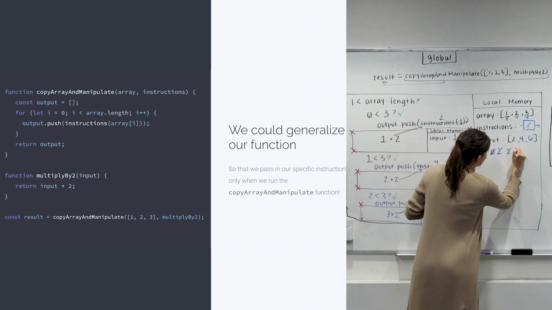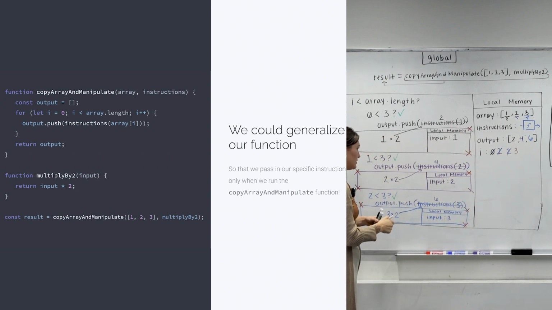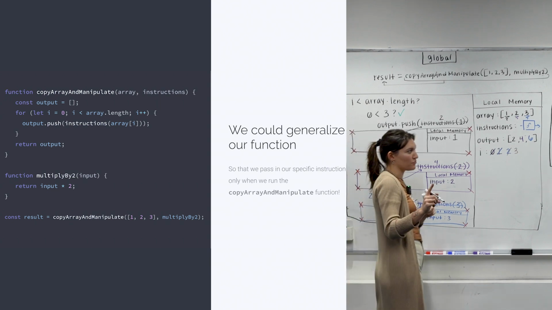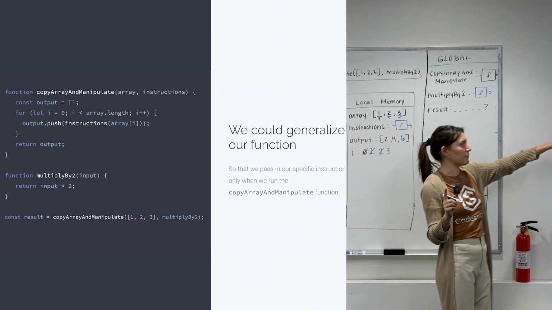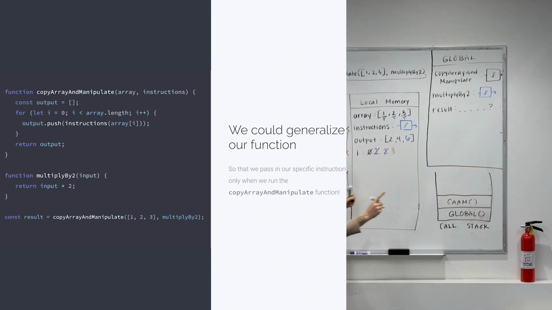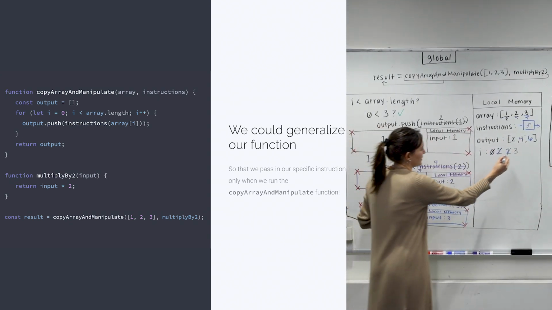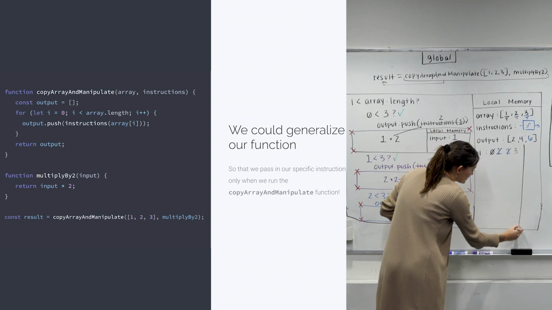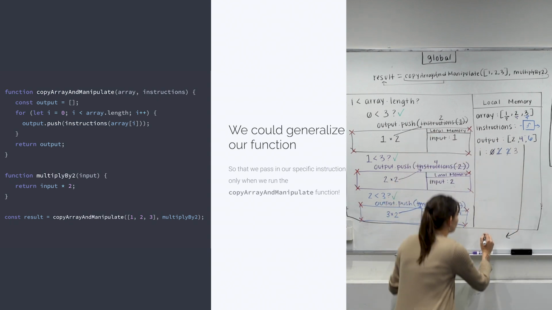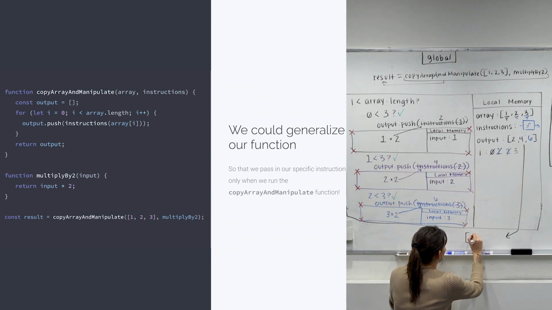And what do we do next? We're checking the condition to see if 3 is less than 3. And is it? It is not. Absolutely. So what do we do then? We are now disposing of the local memory. Before we do that, we've got one more line of code. We're returning the output to the global memory. Absolutely. And where are we storing that? Global memory. Under what label? Result. Absolutely.